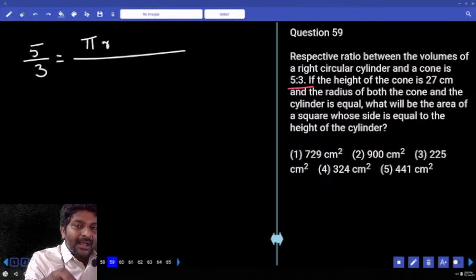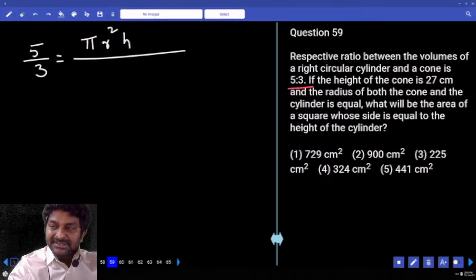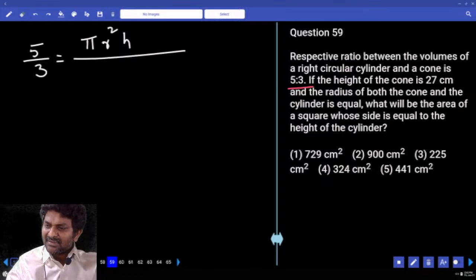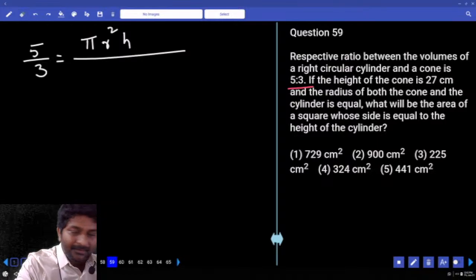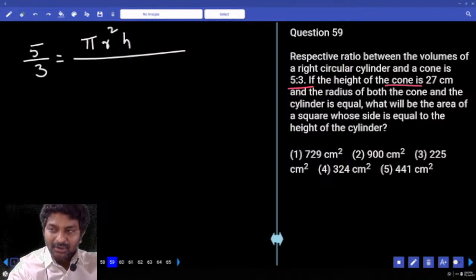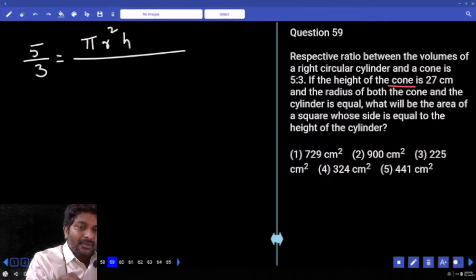Pi R square H. And for cylinder and cone, radii are the same, right? For cylinder and cone, the radius is the same. Now the volume of the cone. Volume of the cone.